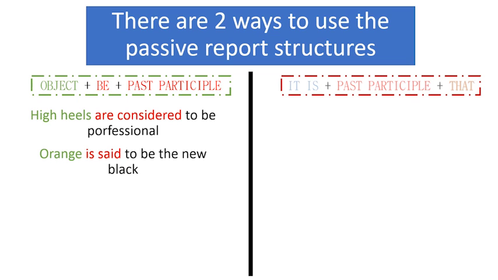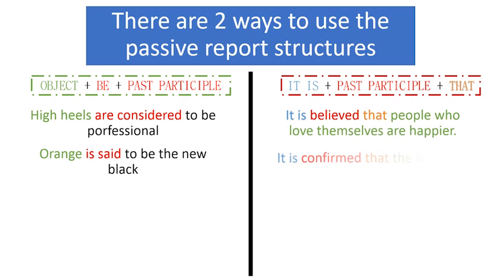Then the second structure we saw is when we have it is, or it was, is also correct, and the past participle and that. It is believed that people who love themselves are happier. It is confirmed that the beauty is in the inside. Okay, we have it is, past participle of believe, and confirm, which are report verbs, that, and then the rest of the sentence. Okay, remember here I'm talking in present tense, so I'm using it is. If you're talking in past tense, you must use was.